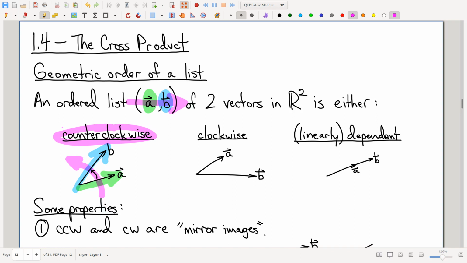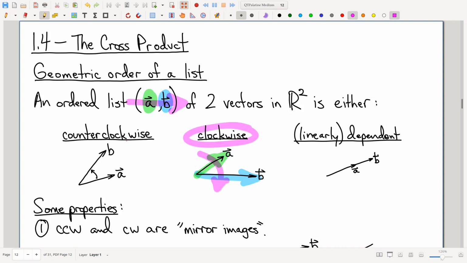Now, on the other hand, it could have been, again, A first, B second. Let's suppose that was the A vector. Now, it's a different vector. Right? And let's suppose that is the B vector. Again, a different vector. But if I stick with A first, B second, I think it would make sense to call this a clockwise list. Everybody see what I'm talking about?